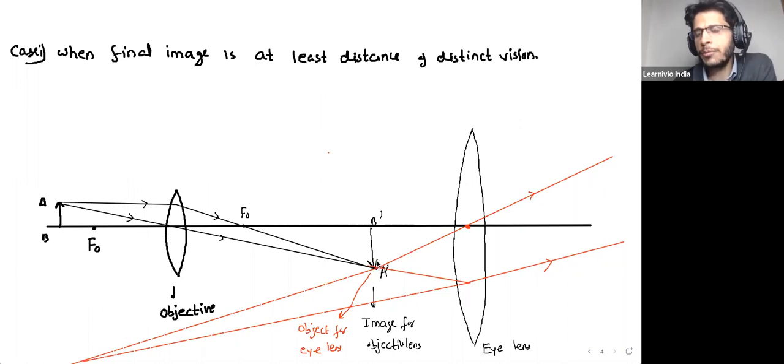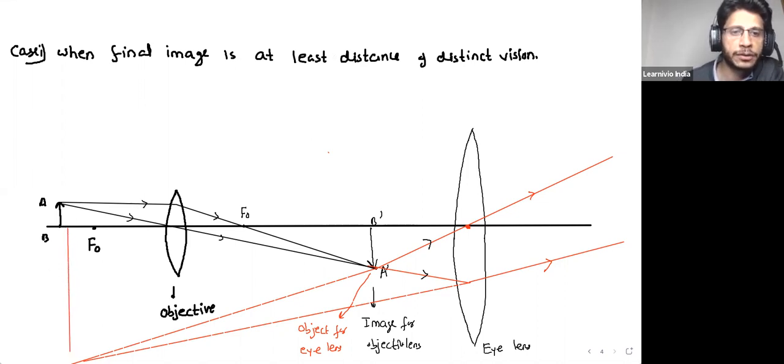So see, this is your A prime, B prime, which is the object for the eye lens. One ray is passing through the optical center, it's going straight without any deflection. Another ray, which is incident here, diverges. These two rays just diverge. These rays are not meeting in the forward direction, which means the image cannot be a real image. But if you produce them in the backward direction, then they will appear to meet at a point, and this point is your final image.